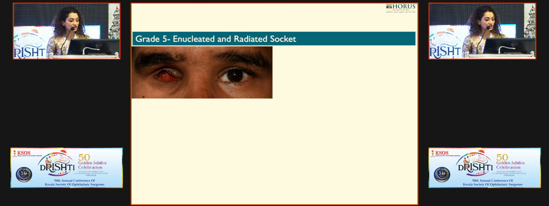Now this is a grade 5 enucleated and radiated socket as a child for retinoblastoma. Well, the good advantage in this patient is he has a very shallow and deep-seated socket. So he doesn't have volume, but it's a radiated socket. Giving a volume in this case, the only option that I have is a dermis fat graft, but dermis fat graft is very, very risky when it's a vascularly compromised socket, all right?